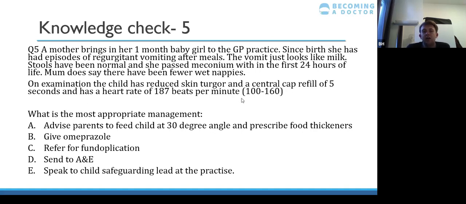Looking at this patient, what is the most appropriate management? Would we advise the parents to feed the child at a 30-degree angle and prescribe food thickeners, give them omeprazole, refer for fundoplication, send them to A&E, or speak to the child safeguarding team? I'll give you a bit of time to think about that and come up with an answer.